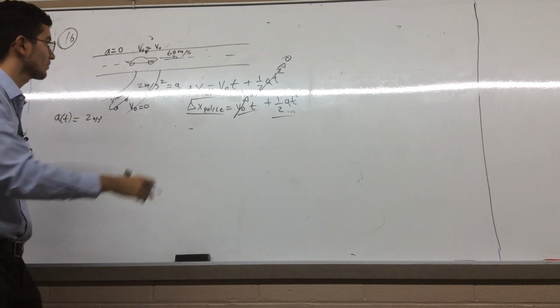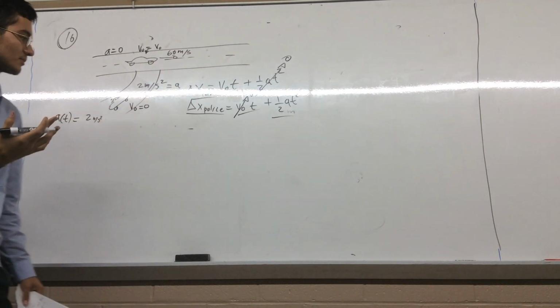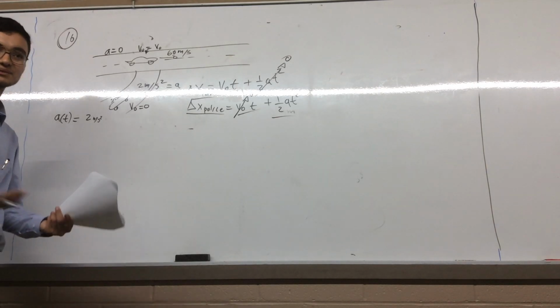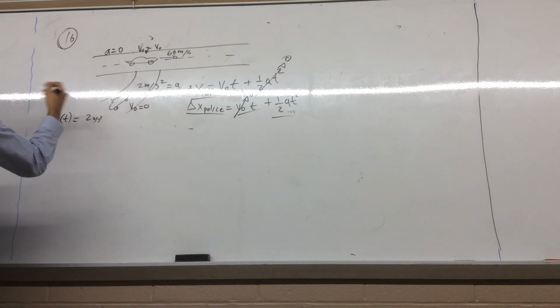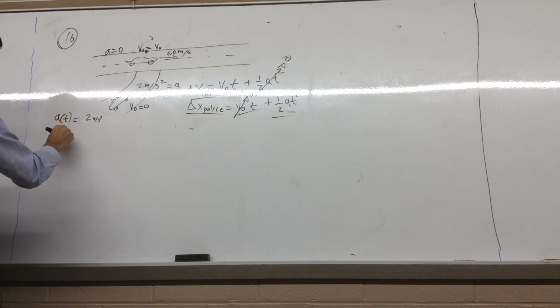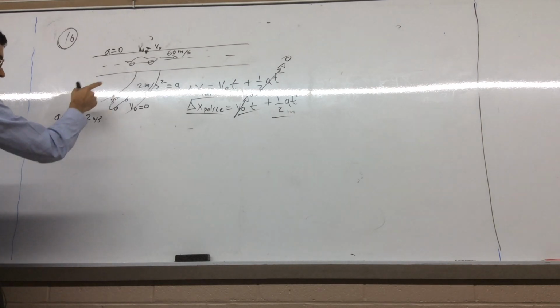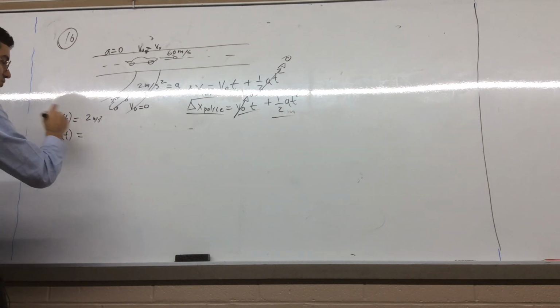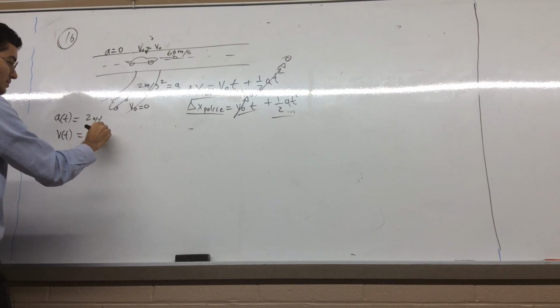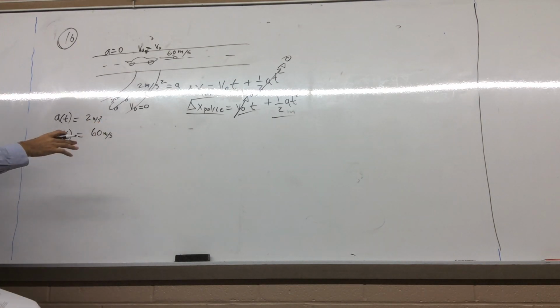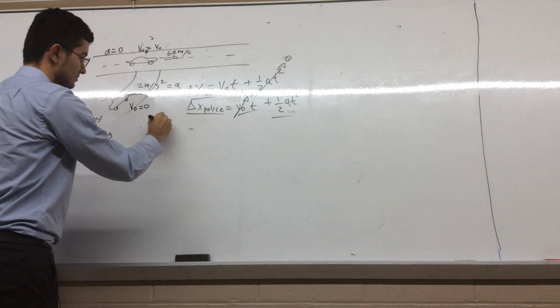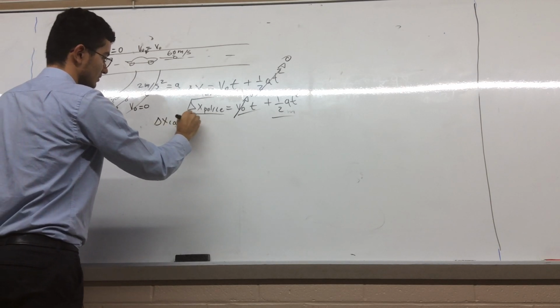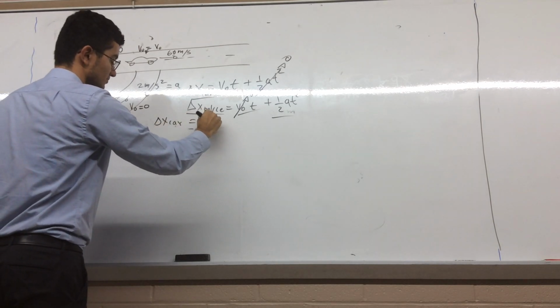The acceleration function of the car is 0. So we don't write it down, because if we take an integral of 0, we're just going to get 0. But we do know the initial velocity. So v of t, the velocity function of the car, is going to be 60 meters per second. Now we want to find delta x of the car, and we want to equate it to delta x of the cop.